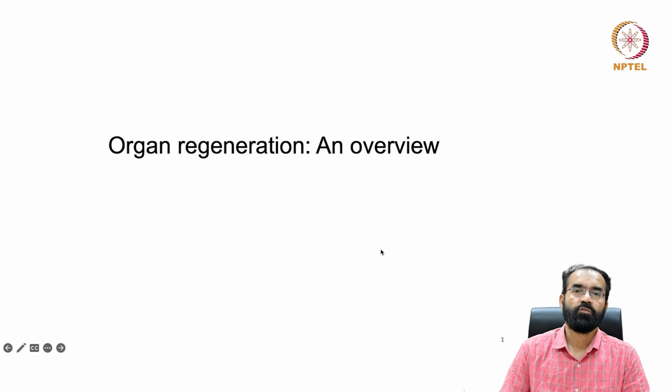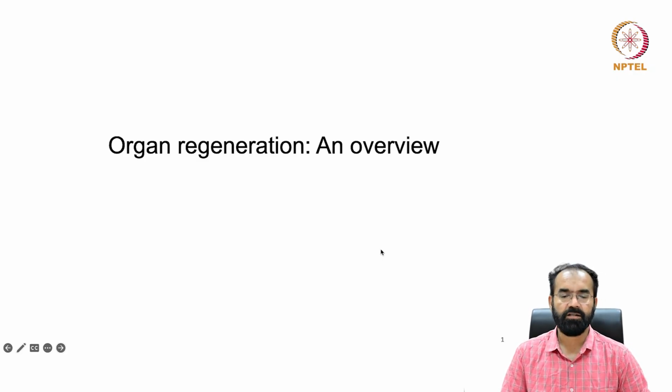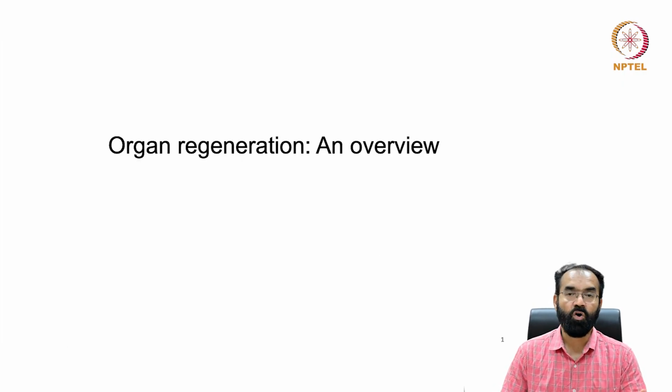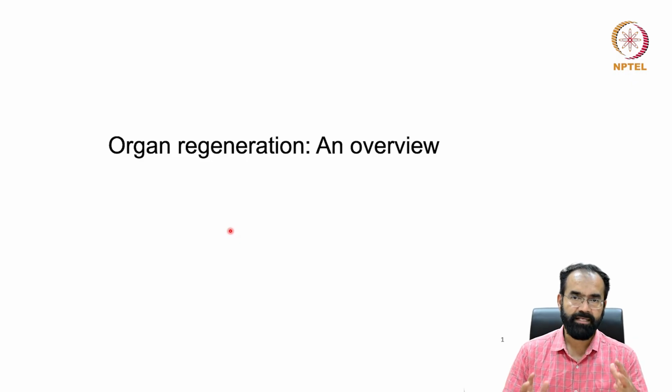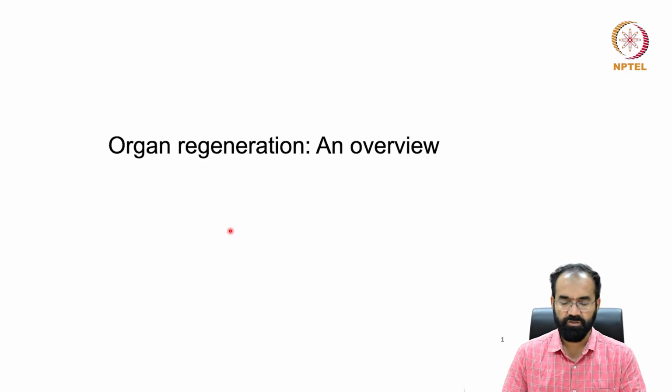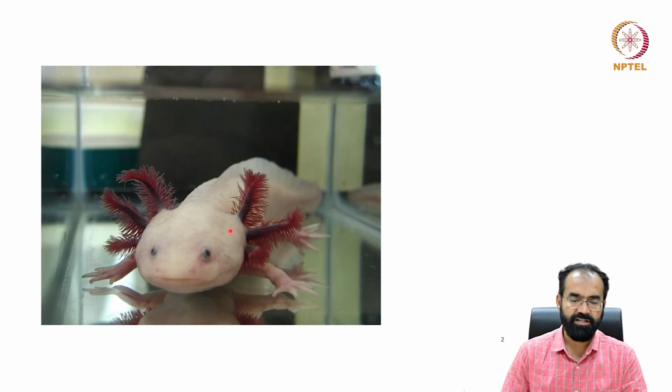Hello everyone, welcome back to another class on regeneration biology, and today we will learn about organ regeneration in an overview. We will dissect one by one. Organ regeneration, by now you have a clear idea that we have seen different types of tissue regeneration, and organ regeneration in a simplistic sense means restoring a damaged appendage or damaged organ in toto in the place of a missing part. So that is the simplistic sense of organ regeneration.